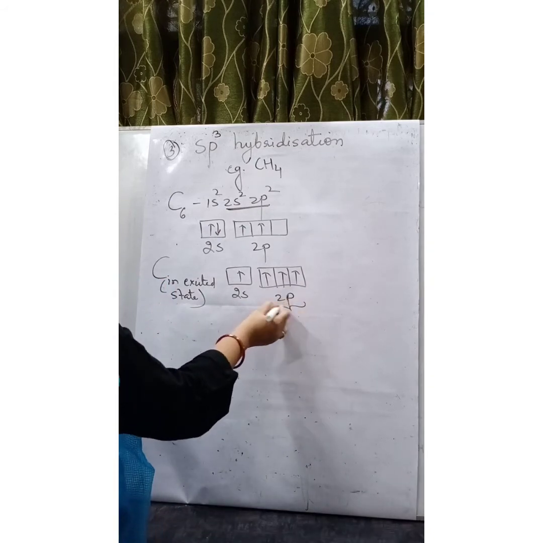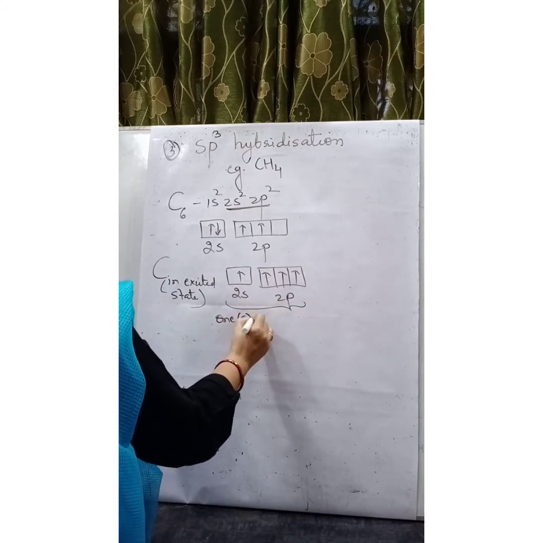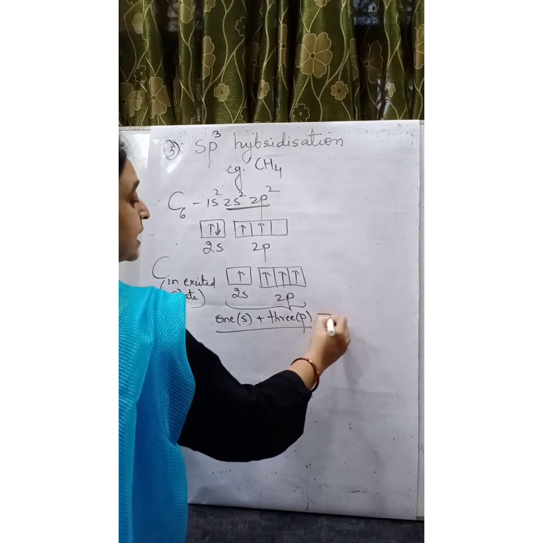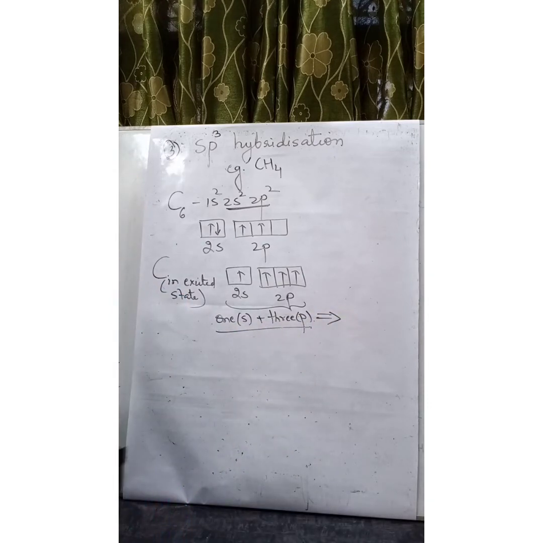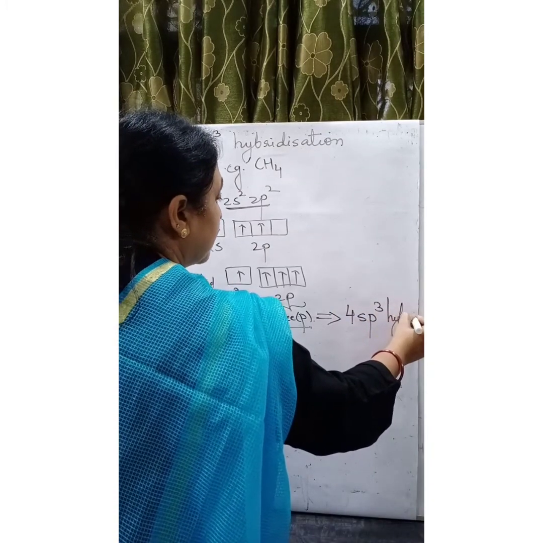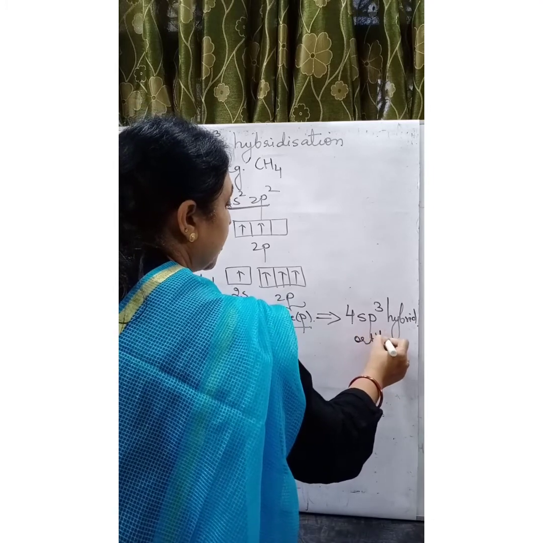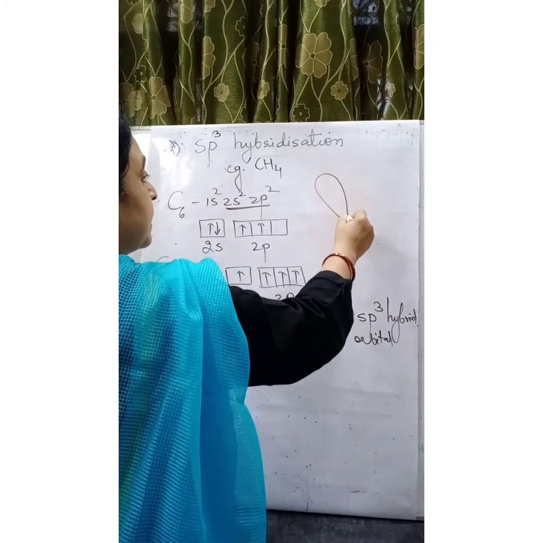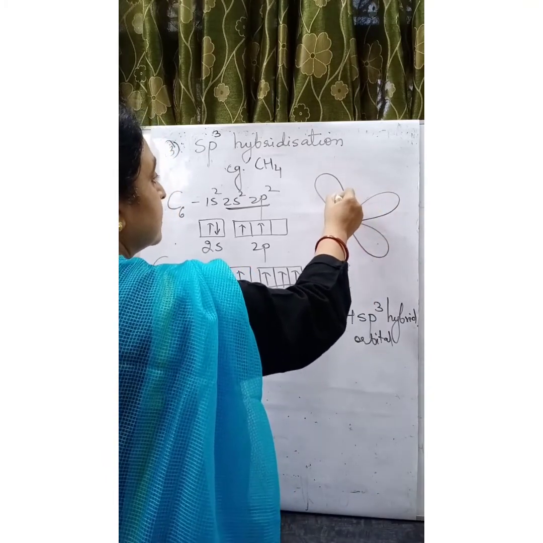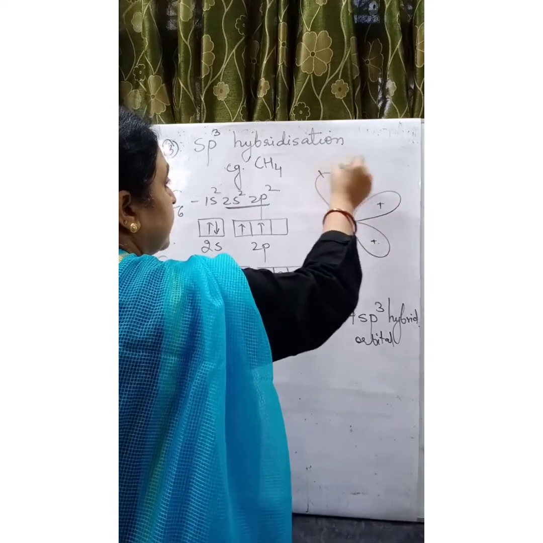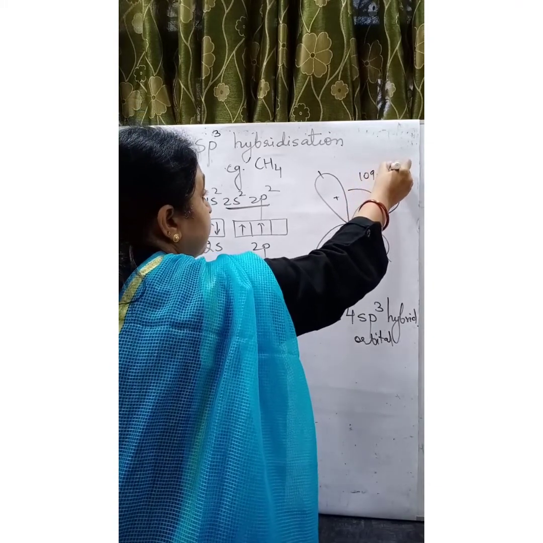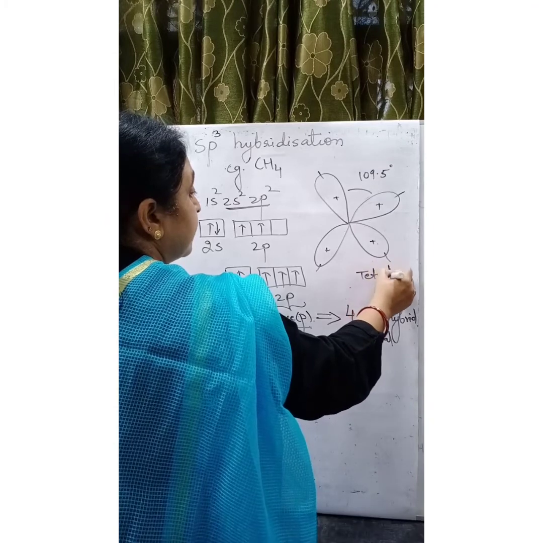Now here what happens? The 1s and 3p orbitals undergo hybridization. So a total of 4 orbitals undergo hybridization to form 4 sp3 hybrid orbitals. The shape of this sp3 hybrid orbital is tetrahedral, with a bond angle of 109.5 degree. This is having tetrahedral geometry.